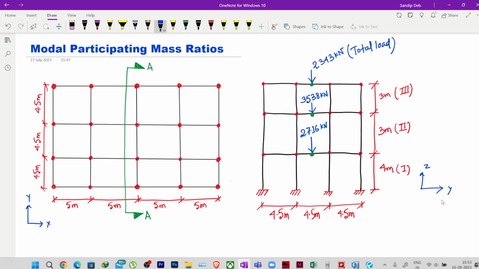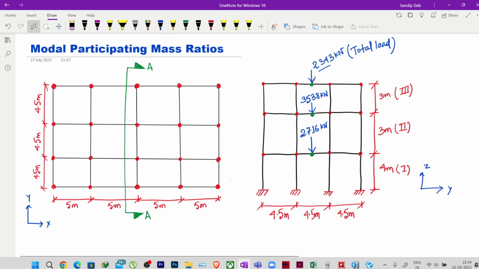Now if I see the elevation, you can see that the height of the bottom story is 4 meter, and the other two stories are 3 meter each. The story weight of this particular structure, which I have taken from one of the examples: for the top story it is 2343 kilonewton, for the intermediate story it is 3538 kilonewton, and for the first story it is 2716 kilonewton. Correct.